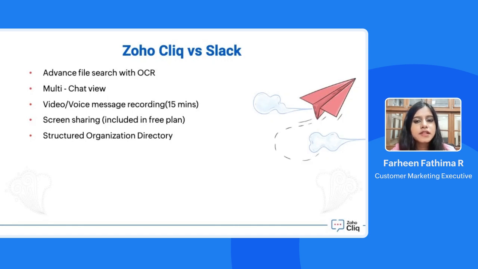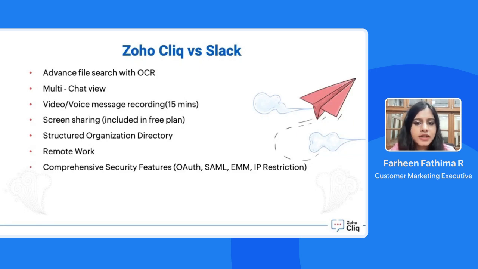Zoho Cliq offers a structured organization directory that includes departments, designations, and teams. This helps users easily navigate and locate specific contacts within the organization, improving communication efficiency. By using the remote work feature, you can get a bird's eye view of what is happening in your office. You'll be able to see who is checked in from office, who is working remotely, who is out, and who is on leave. You'll also be able to view all your scheduled and ongoing meetings happening in your team.